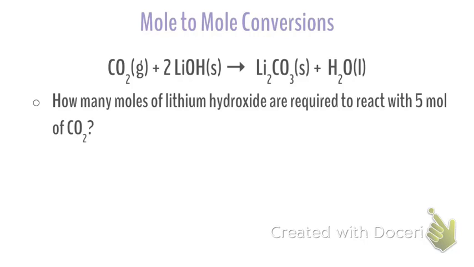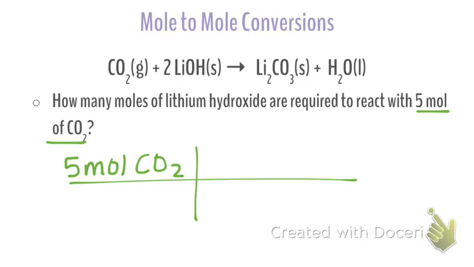Our stoichiometry calculations are going to fit into our T-chart method, right? That's how we do stoichiometry calculations. And with any kind of T-chart method, we always start with what we know, right? So I'm going to start my T-chart with 5 moles of CO2. Okay? And my goal is to go from moles of CO2, because that's what I'm starting with, to what do I want to end up in? Moles of lithium hydroxide, right?